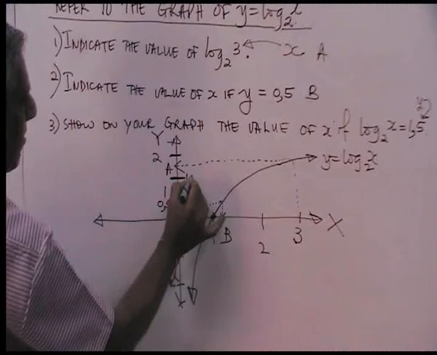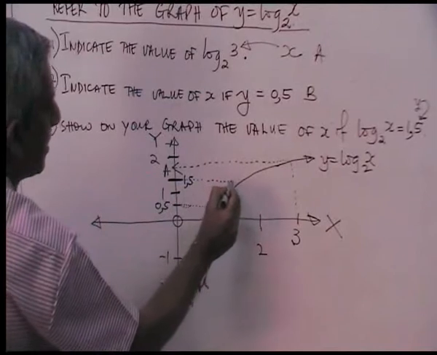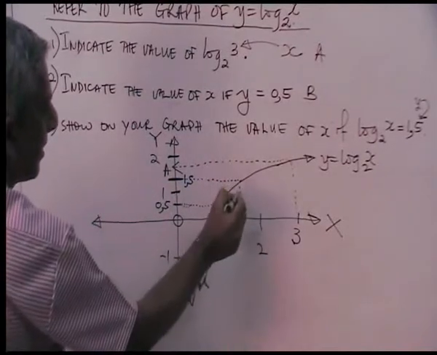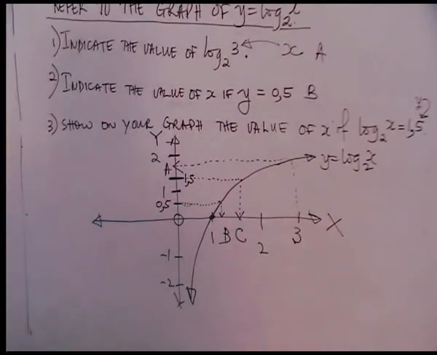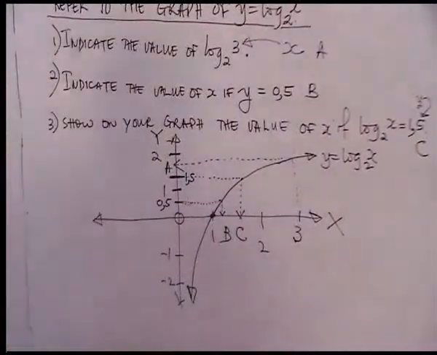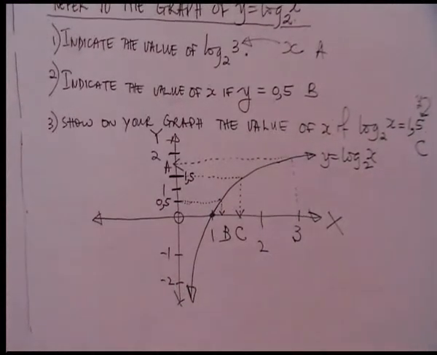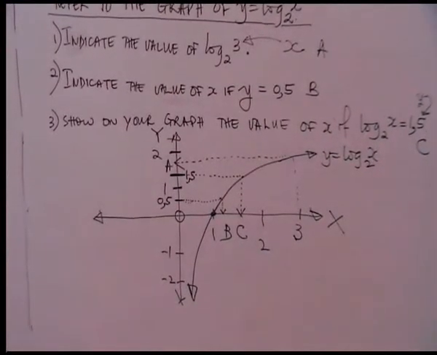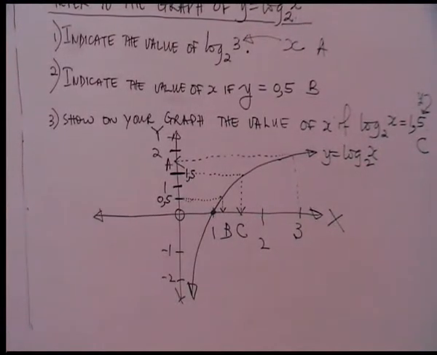See, that's 1, 5. So from here, I have to take a broken line to the graph there, and then go down there, and let's say we call this answer C. So this answer will be called C. So that's how you start interpreting the graphs from the questions given.